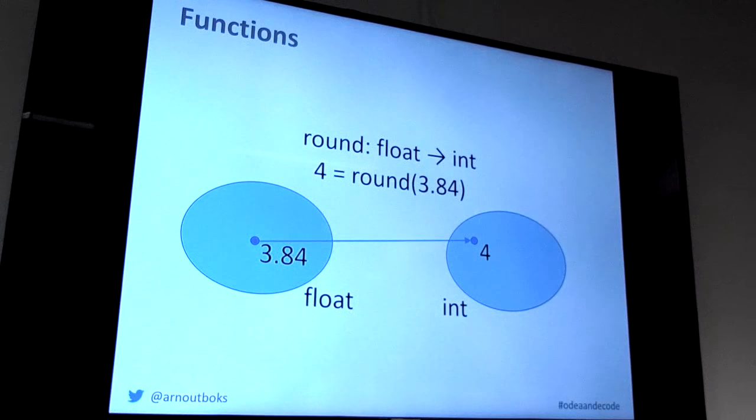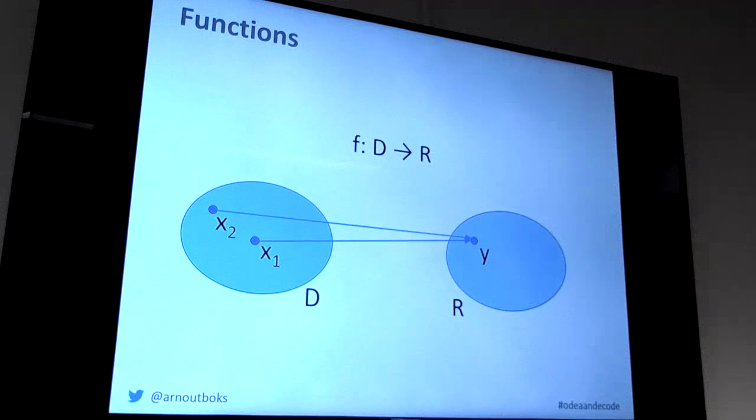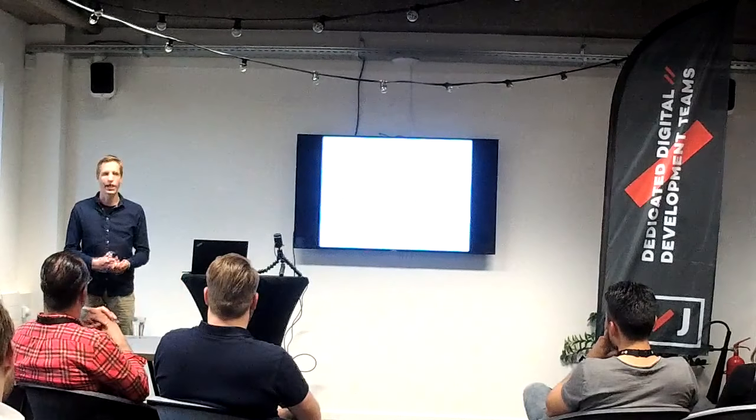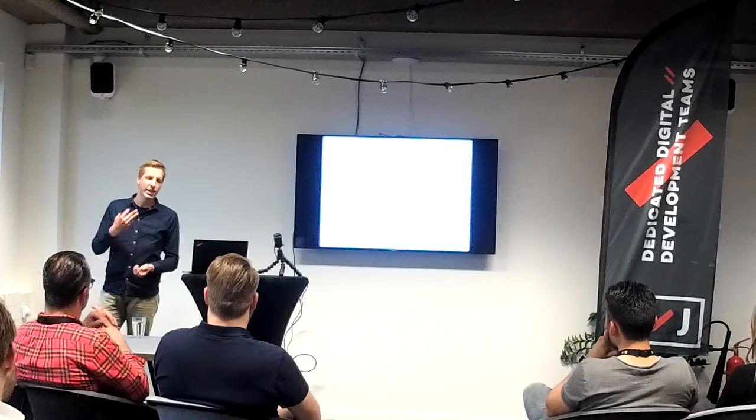Now, it may happen that there are two different values, let's call them x1 and x2, in the set D, that this function maps to the same value y in the range. Something like this. If we put x1 in the function, we get back y. If we put x2 in the function, we also get back y. And we call such a function not injective. An injective function is a function for which this doesn't happen for any two values, x1 and x2. And you will see later what this means for our data.